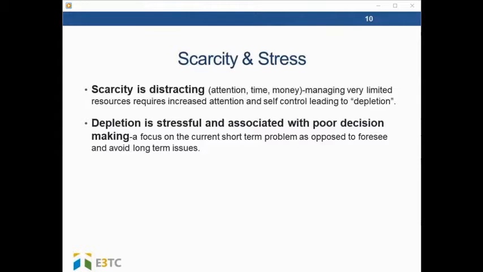And depletion is really the effect of dealing with scarcity over time and longer term. Depletion is stressful in and of itself. So scarcity actually can increase the stress and add, it is another stressor in and of itself. It's associated with poor decision making. And oftentimes you'll see this in practice as a focus on the current short-term problem, not focused on longer-term future issues, may avoid longer-term planning, et cetera. And kind of what we would otherwise say kind of survival mode. So a focus on very short-term goals or needs.